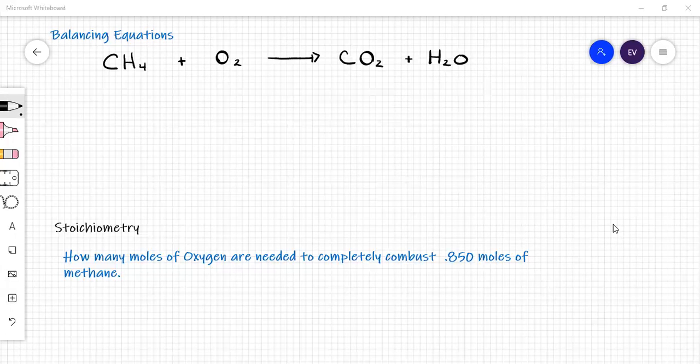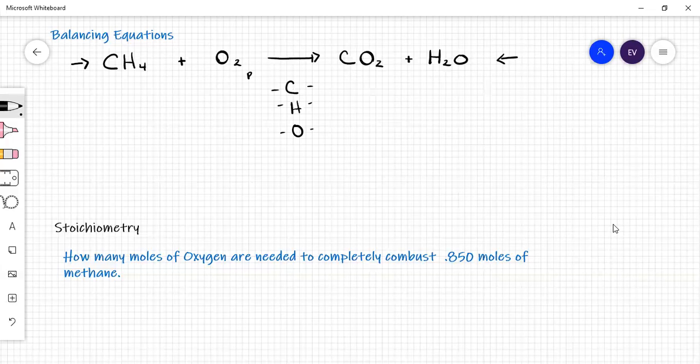Balancing equations basically means that you need to have the same amount of each element on the reactant side, which is this side, as you do on the product side. Let's list all the elements involved in this reaction. We have carbon, hydrogen, and oxygen. The best way to balance this is first to figure out how many of each are on each side of the reaction.